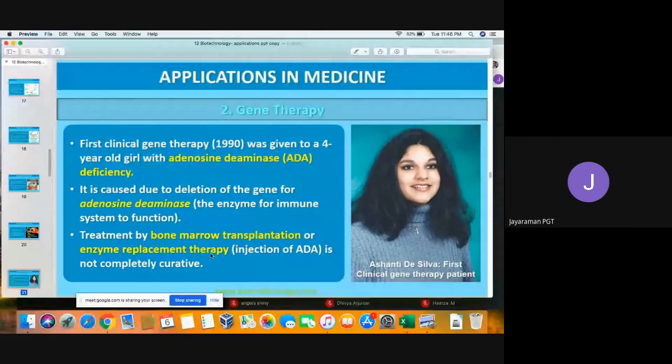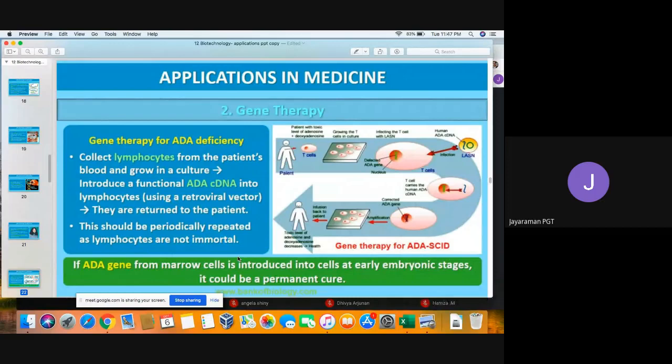Then another method came up, known as gene therapy, to cure this disease. In this, you have to collect the lymphocytes from the patient. Lymphocytes or especially stem cells are much better. Stem cells can multiply more. So collect the lymphocytes and grow them in a culture. Lymphocytes or WBC are taken, and a functional ADA gene is introduced. So the faulty gene is removed from the lymphocytes, and the gene is corrected. Now the new correct gene is inserted.